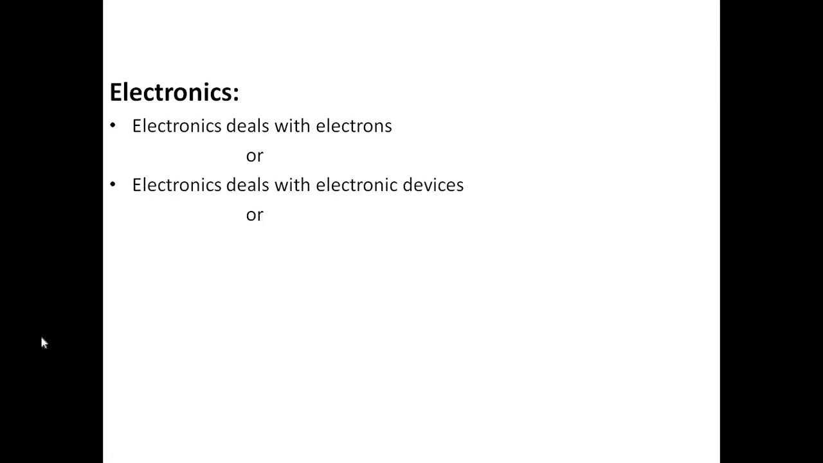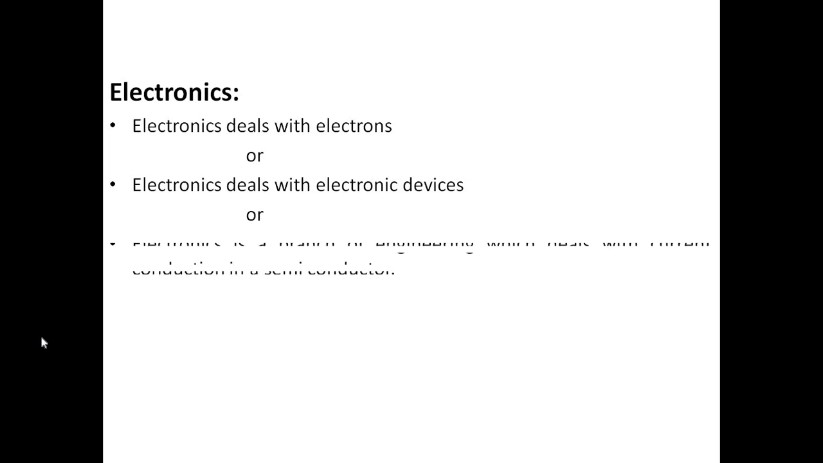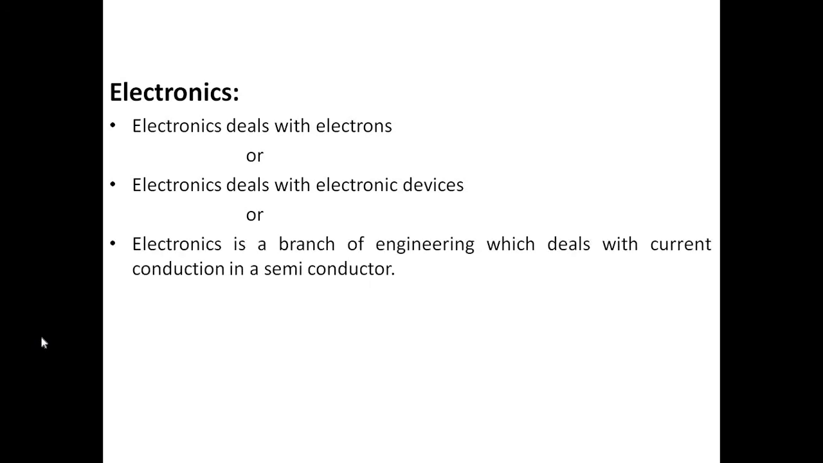Most people first need to understand that electronics plays a vital role in day-to-day life. What is electronics? Different people give different definitions, but the standard definition says electronics deals with electrons, the flow of electrons. Otherwise, electronics deals with electronic devices. And a few more people say that electronics is a branch of engineering that deals with current conduction in semiconductor material.